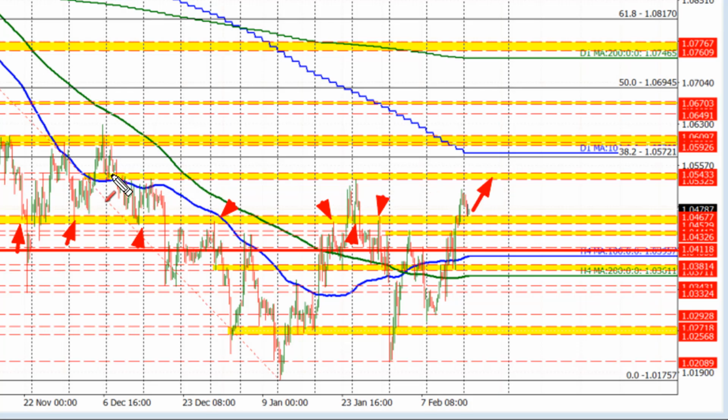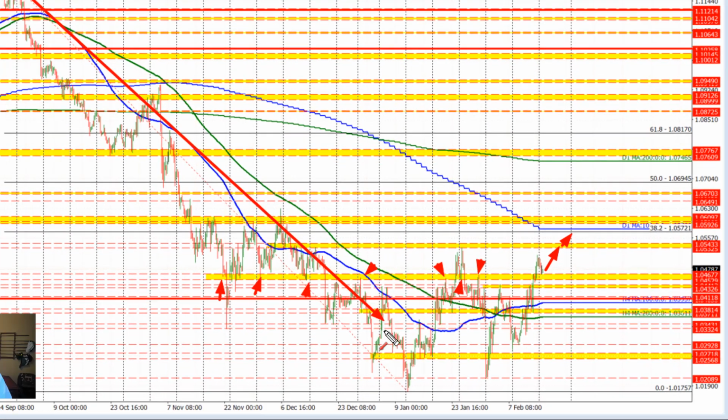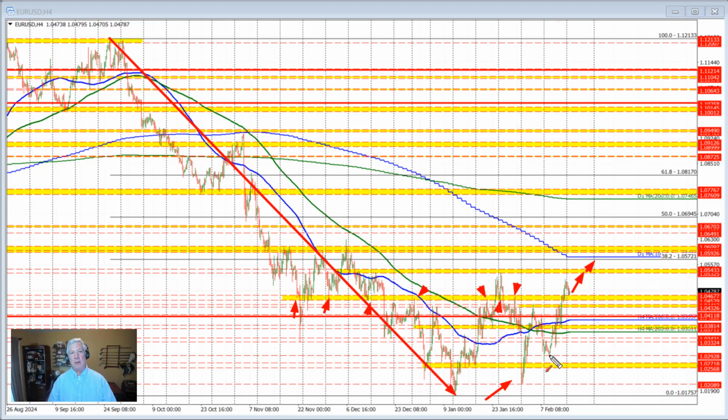We can anticipate a move toward this swing area up here between 1.0552 and 1.0543. Ultimately, however, if the price is to continue its move to the upside, I always like to look for a rotation toward the 38.2% retracement of the trend move to the downside. This is a trend move to the downside from the September high to the January low. That 38.2 comes in at 1.0572, and as you can see, the 100-day moving average is a day or so away from catching up with that 38.2% retracement.